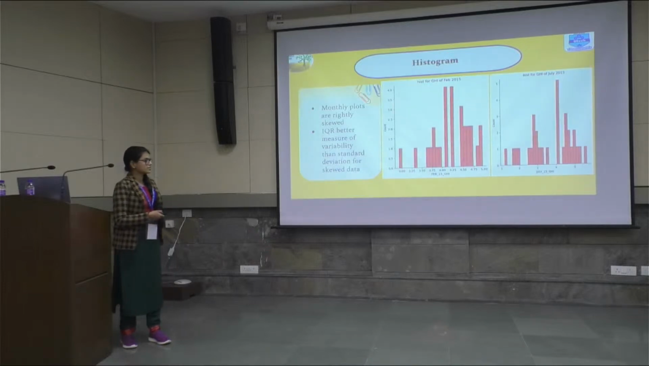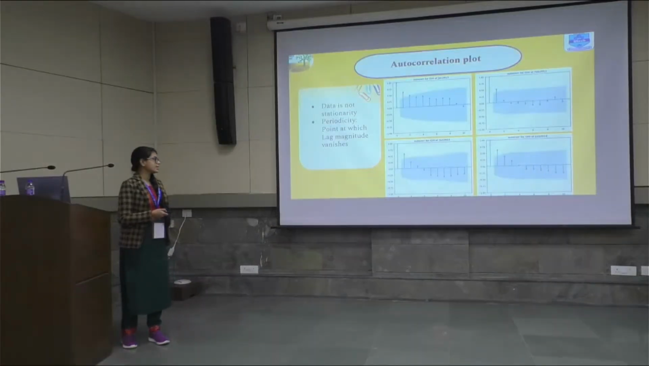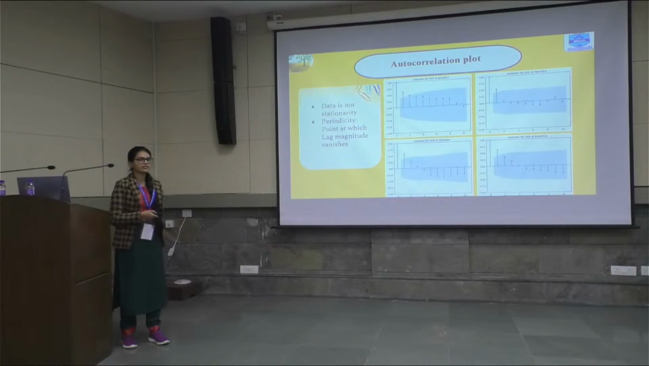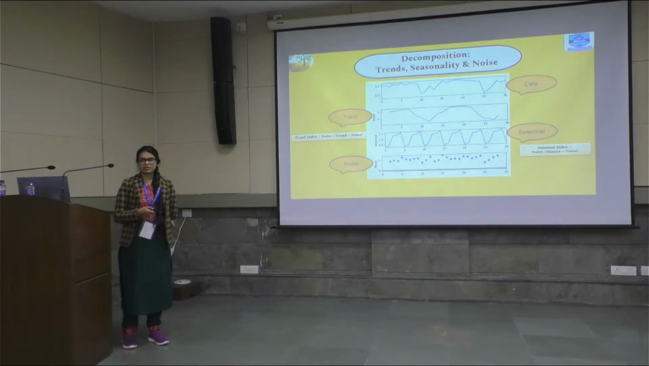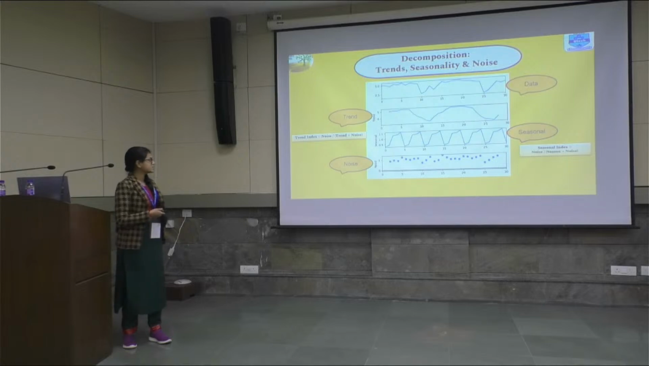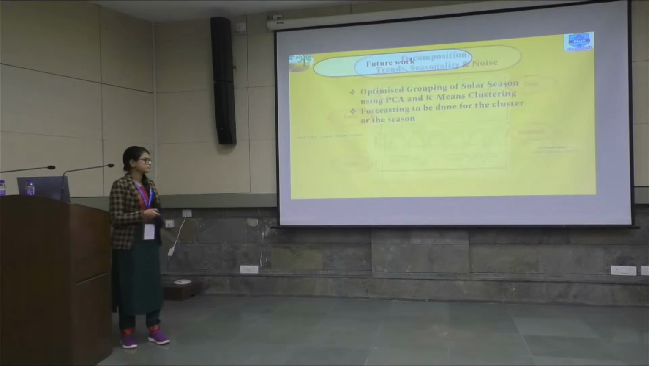From the histogram, we can see that there is a skewness in the data. And the autocorrelation plot, which is telling us about the periodicity in the graph, again points out that the data is not stationary. There was a pattern which has to be decomposed. So the actual data, the trend, the seasonality, and the noise have been bifurcated. On the basis of this, we have tried to take out a magnitude, a quantitative value, that is the trend index and the seasonal index.